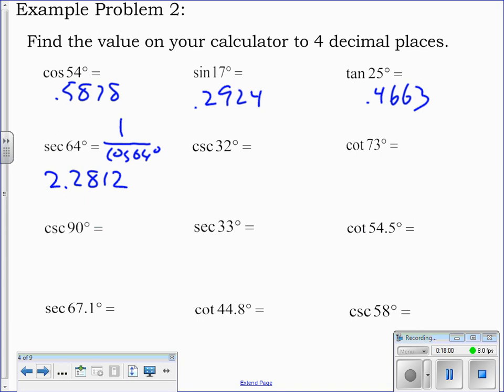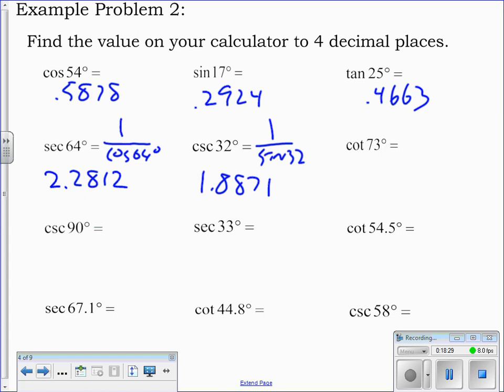The cosecant is 1 over the sine of 32 degrees. So you take 1, divide it by the sine of 32. That's how you type it into your calculator to find the cosecant. And you get 1.8871. 4 decimal places is standard when you're doing trig functions.